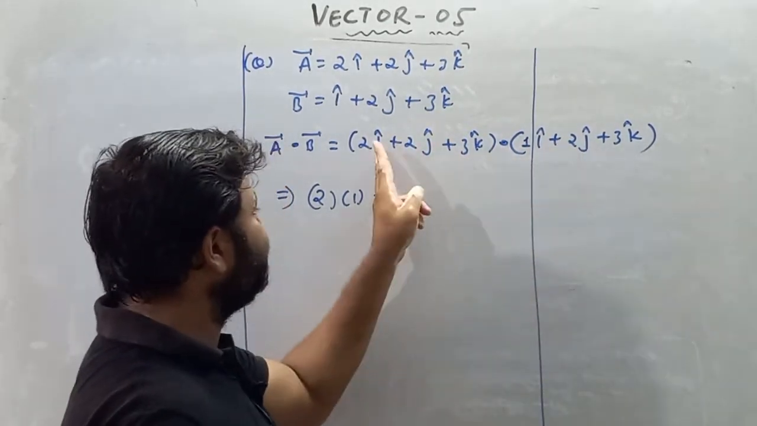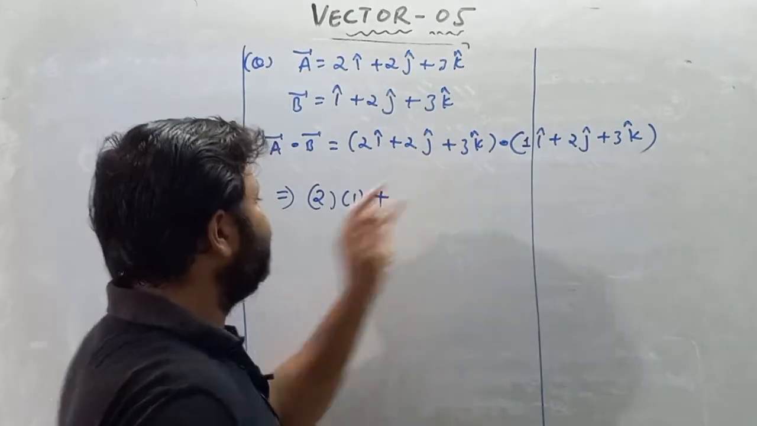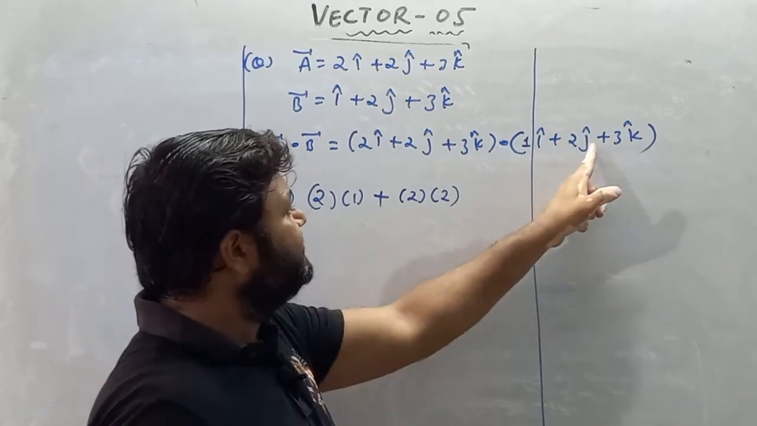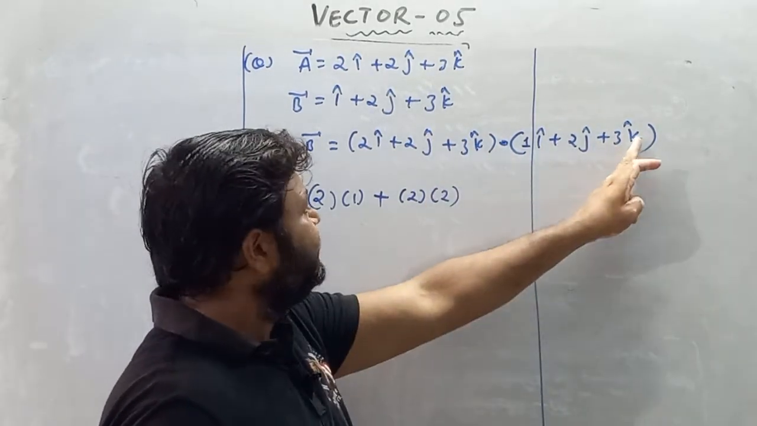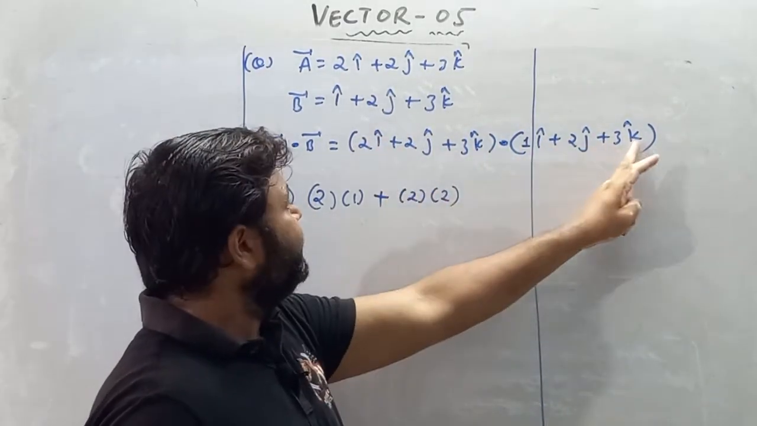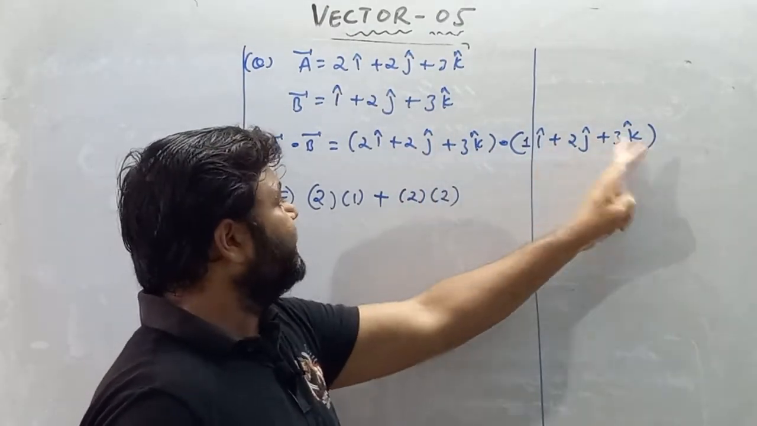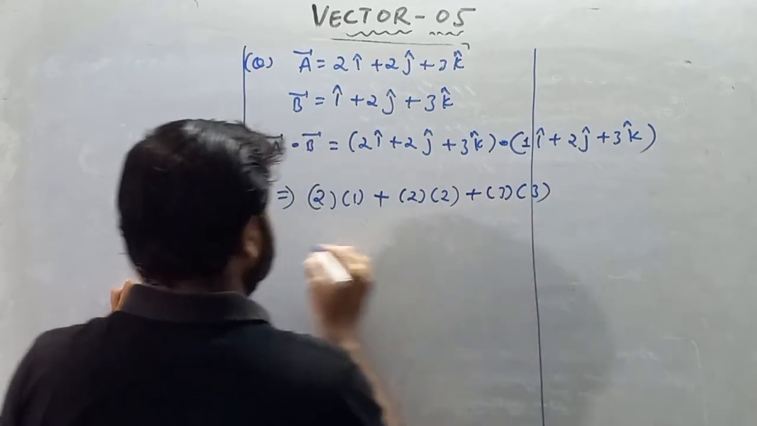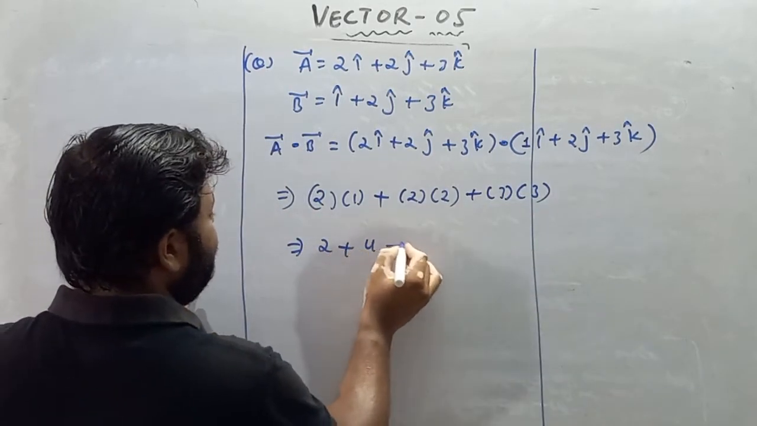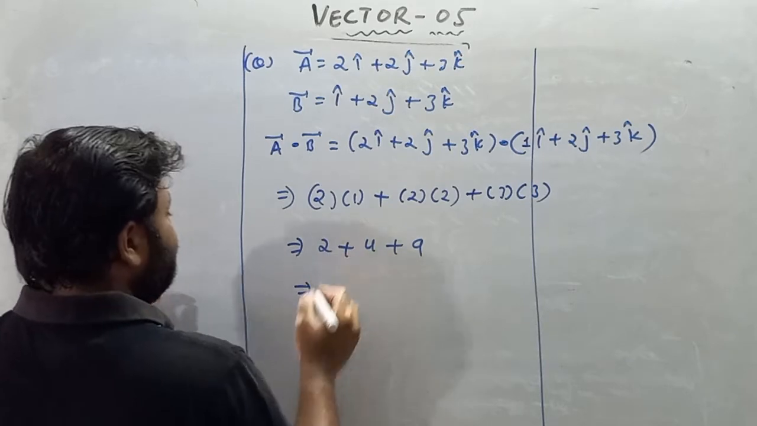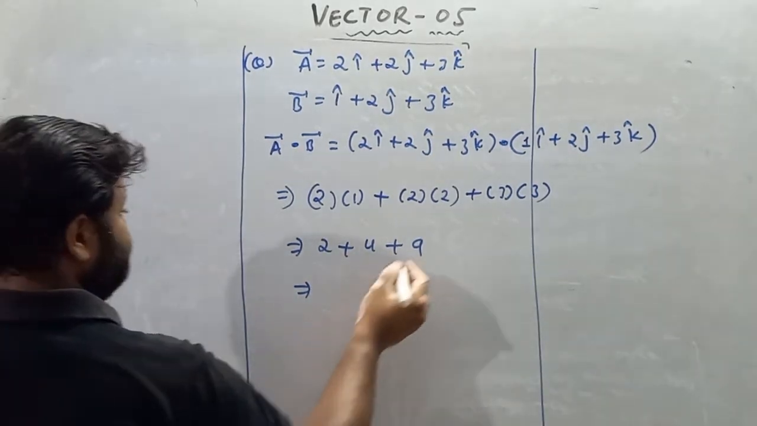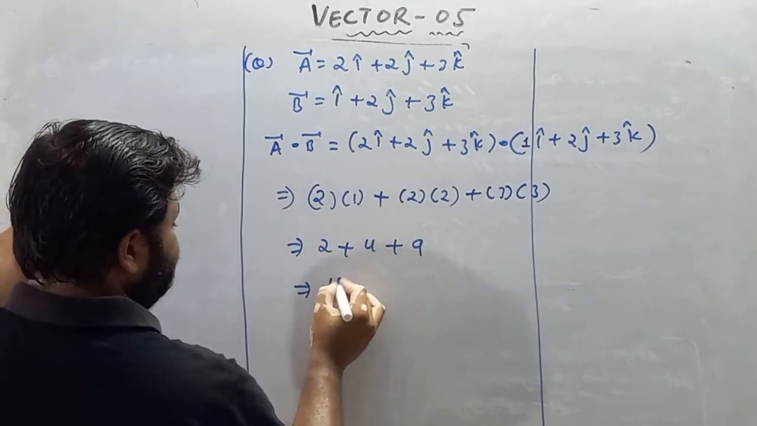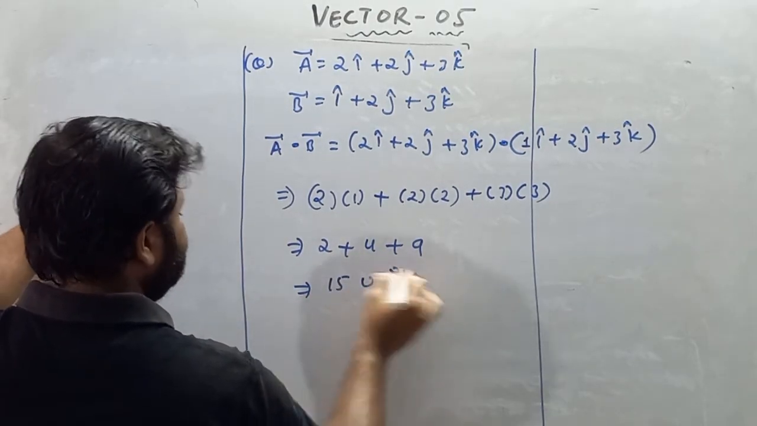Now j dot i 0, j dot j 1. So I'll write 2 into 2. Similarly, j dot k 0. Next, k dot i 0, k dot j 0, but k dot k is 1. So I'll write plus 3 into 3. So 2 plus 4 plus 9, 2 plus 4 is 6, 6 plus 9 is 15. So the answer is 15 units.